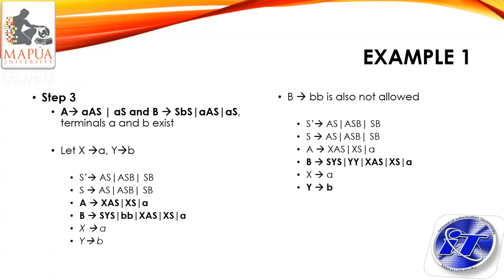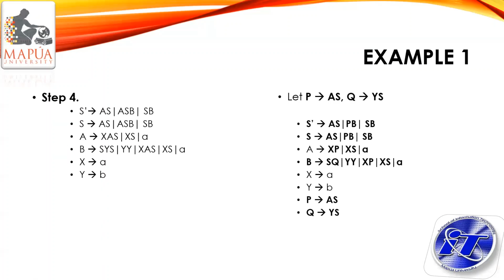So we're going to remove the more than two non-terminating in our production rule. So by introducing a new rule, which is P yields to AS, Q yields to YS. So in S prime, we have ASP. So AS will be replaced by P. So now we have PB. On the second rule, we have also ASP. So therefore, AS will be replaced by P. So we have PB. And for XAS, okay, so AS will be replaced by P.